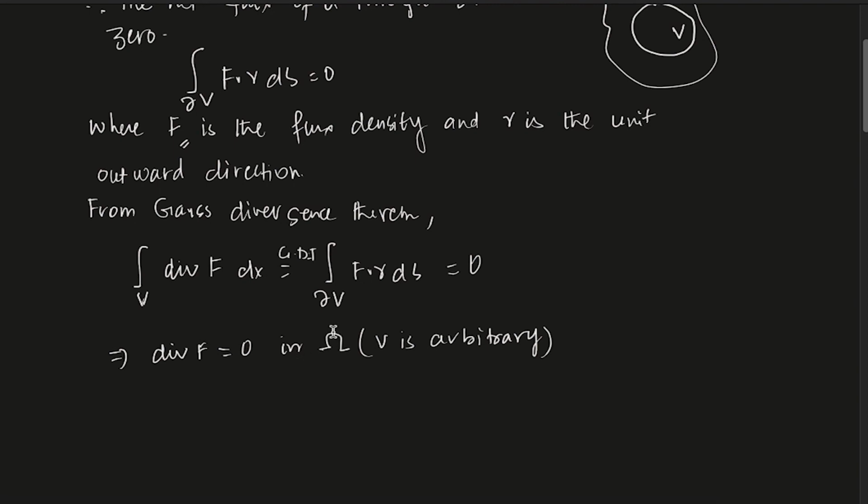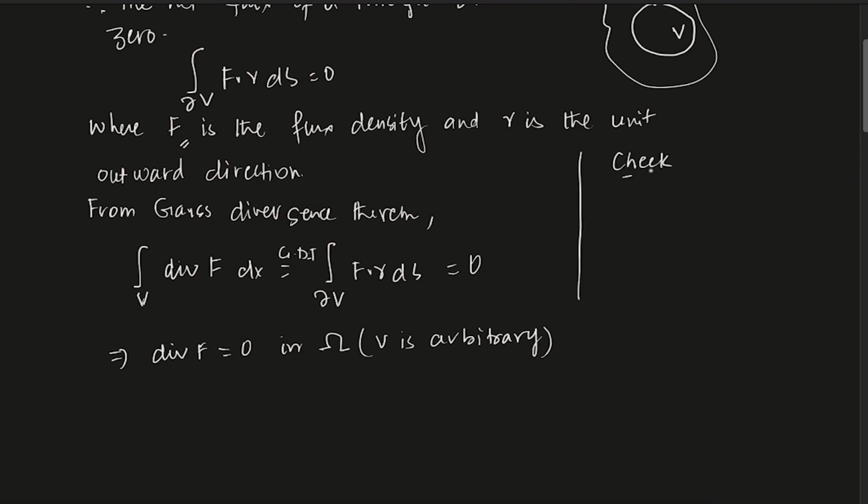Why is it in omega? See, V is contained in omega, right? V is arbitrary. So you are saying that you are taking the divergence, you are taking some object and integrating it in any smooth subregion of omega, and that integration is 0. So definitely the object in question is going to be 0, right? If you are not convinced here, please check this part. Okay, so check this.